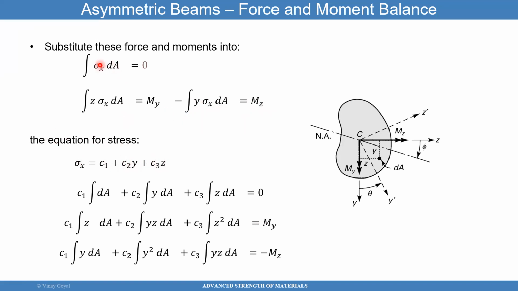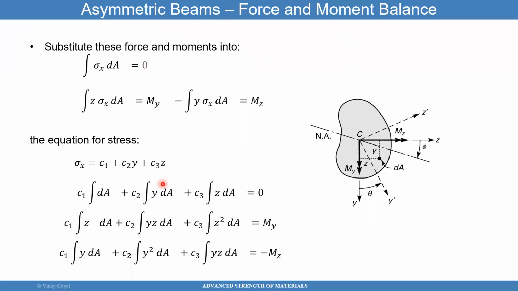So what I'll do is plug it into the first equation, the second equation, and the third equation. When I plug this into the first equation, I get this plus this plus this equals 0. Then I plug it into the second equation, so sigma xx is substituted in there, and I get this plus this plus this equals My. And finally, when I plug it into my third equation here, I also get three terms equals minus Mz. So these are the three equations I got.